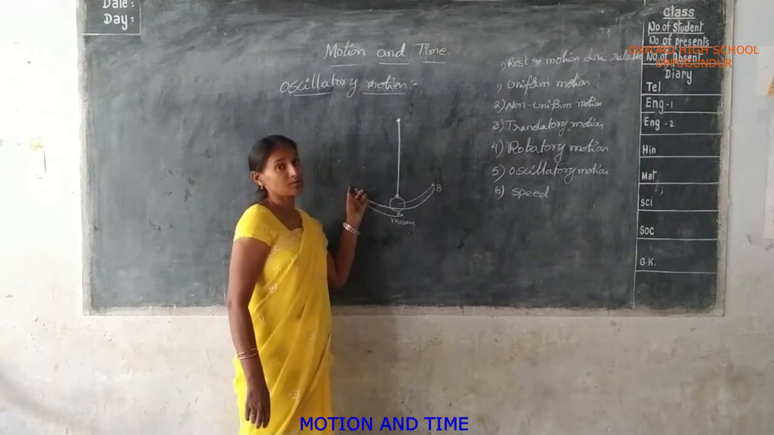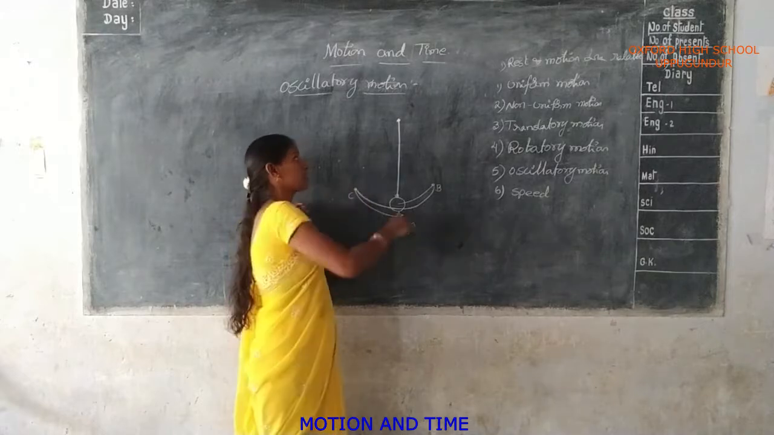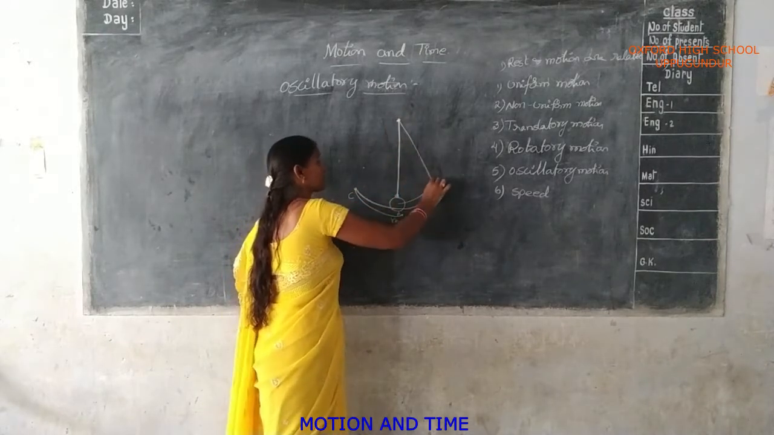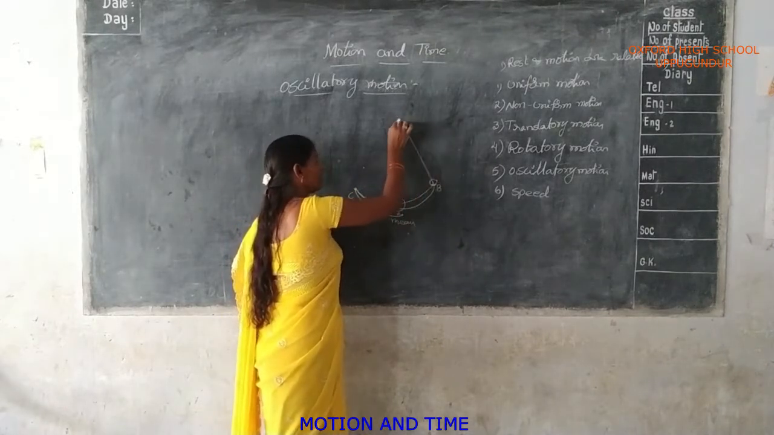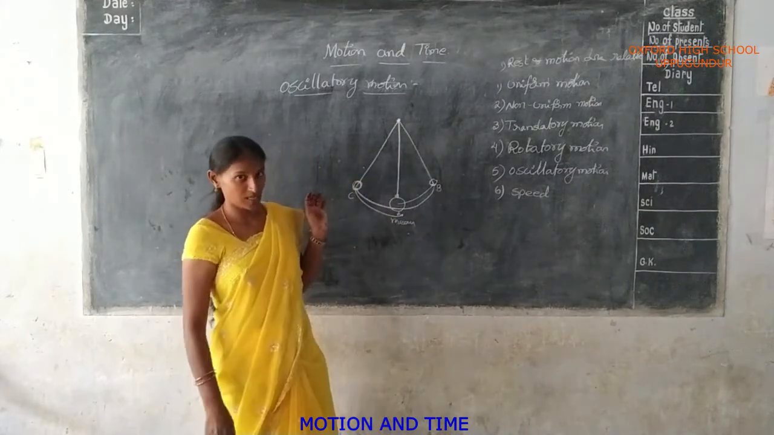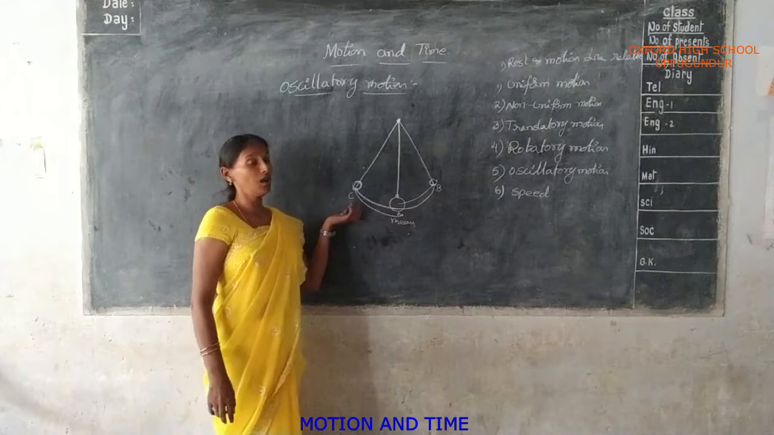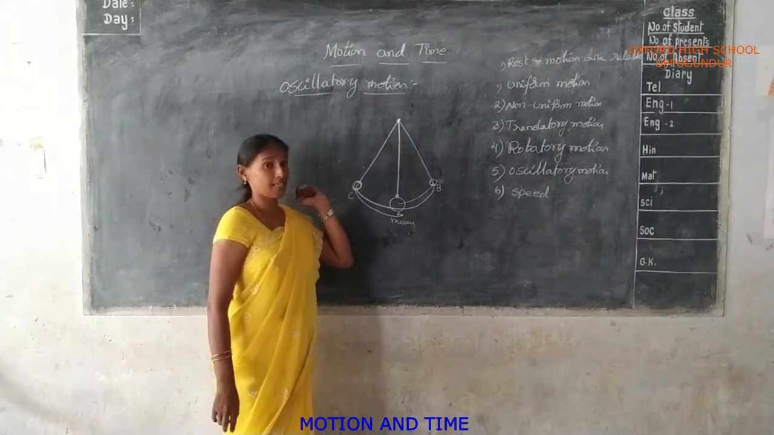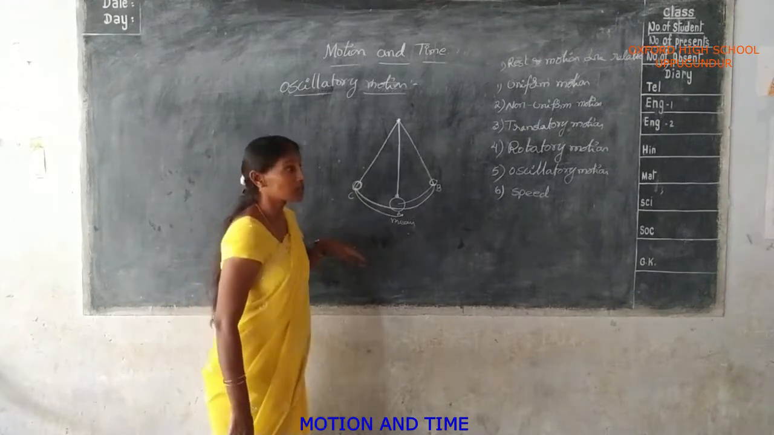This one also is an extreme position only. Okay, so this pendulum is moving in this direction. This is also called an example of oscillatory motion, and the wall clock pendulum.